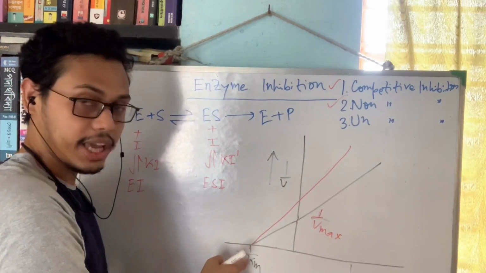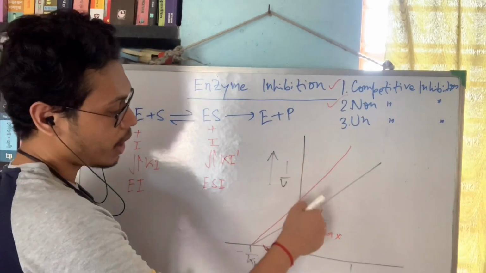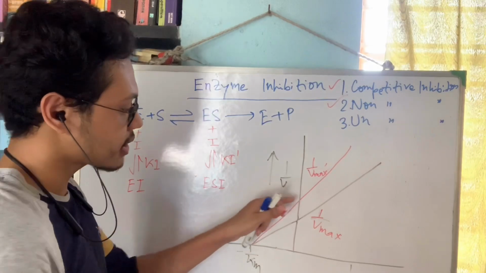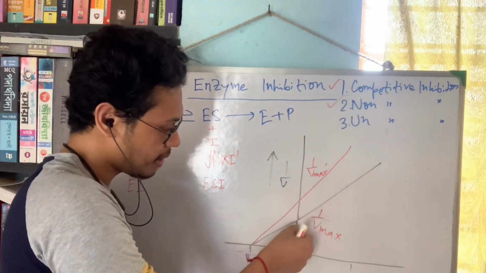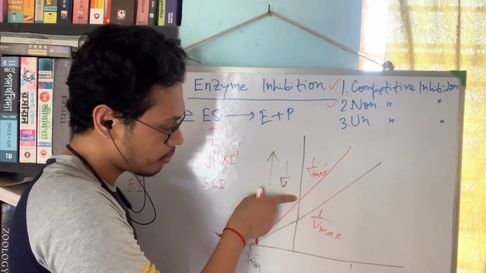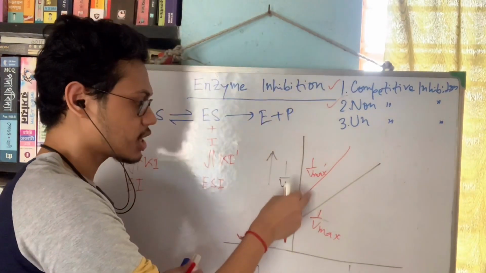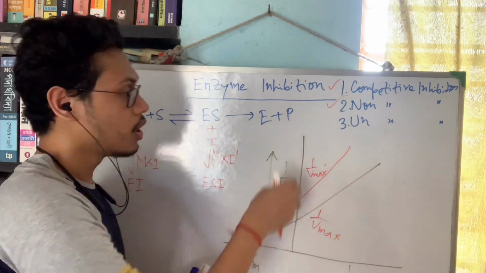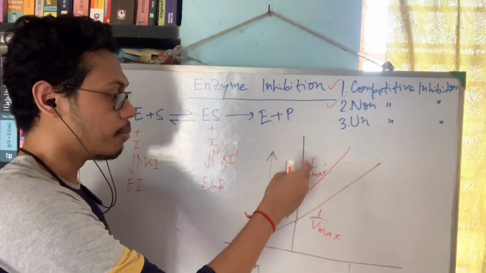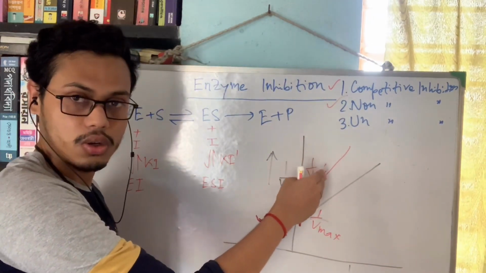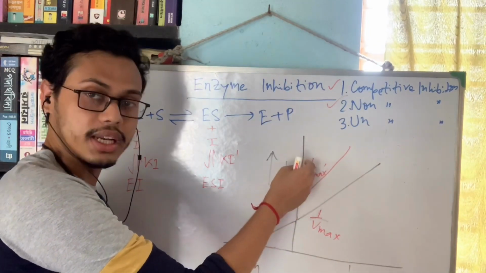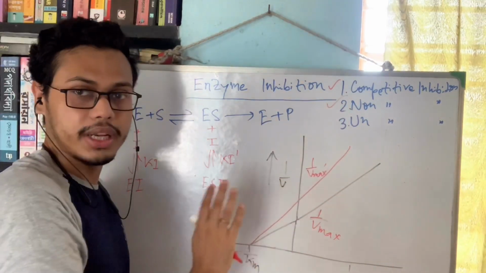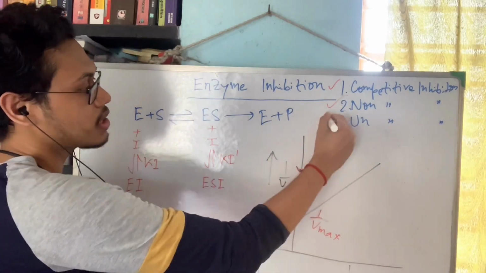Here 1 by Km remains unchanged and the 1 by Vmax value becomes this. So 1 by Vmax increases, because at first the 1 by Vmax value was here and after that it reached here. So 1 by Vmax value has been increased, so Vmax value has been decreased. So in case of non-competitive inhibition, the Vmax value decreased. Okay, this is non-competitive inhibition and this is the graph of it, and the last one is uncompetitive inhibition.